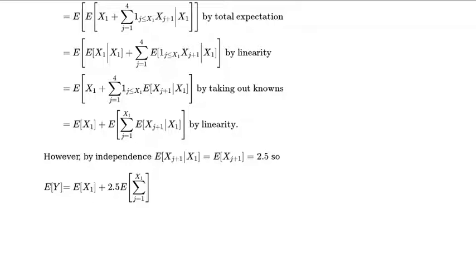of the sum of 1. So you sum from j equals 1 up to x1 of 1. And that's just the expected value of x1. So we wind up with 1 plus 2.5 times the expected value of x1. 1 plus 2.5 is 3.5. As we mentioned, the expected value of x1 is 2.5. So we wind up with 3.5 times 2.5, which is 8.75.